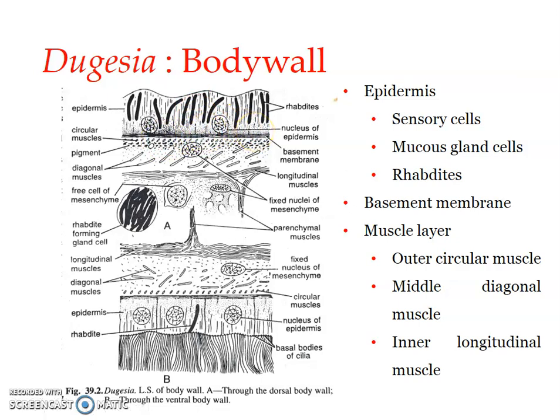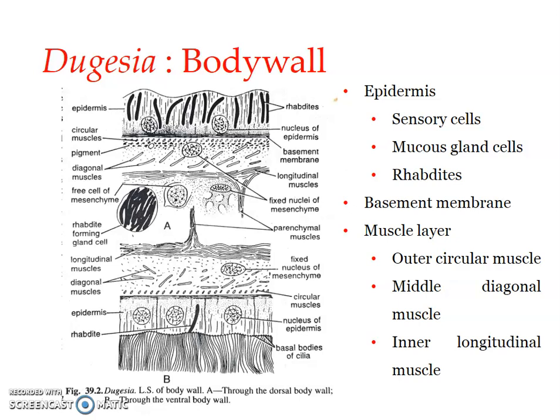And another important feature of the epidermal layer is the presence of rhabdites. Okay, these rhabdites are rod-shaped hyaline bodies, and they are more abundant on the dorsal side. You can see, as already mentioned, this is the dorsal body wall and this is the ventral body wall. In the ventral body wall, the rhabdites are almost absent except for this one. So it is very rare in the case of the ventral body wall, but here on the dorsal body wall, it is very abundant. Okay, and the presence of rhabdites is a distinctive feature of turbellarian epidermis.